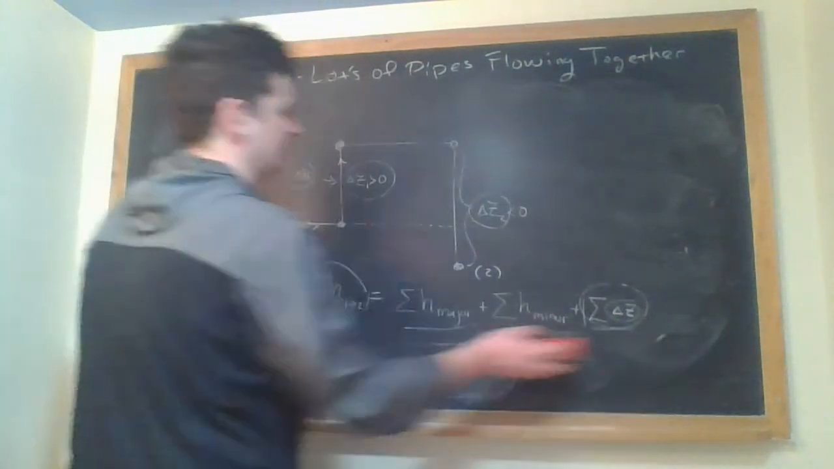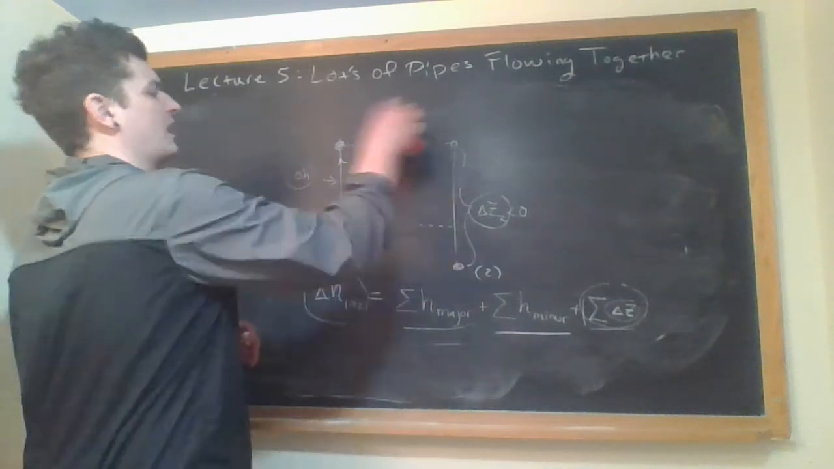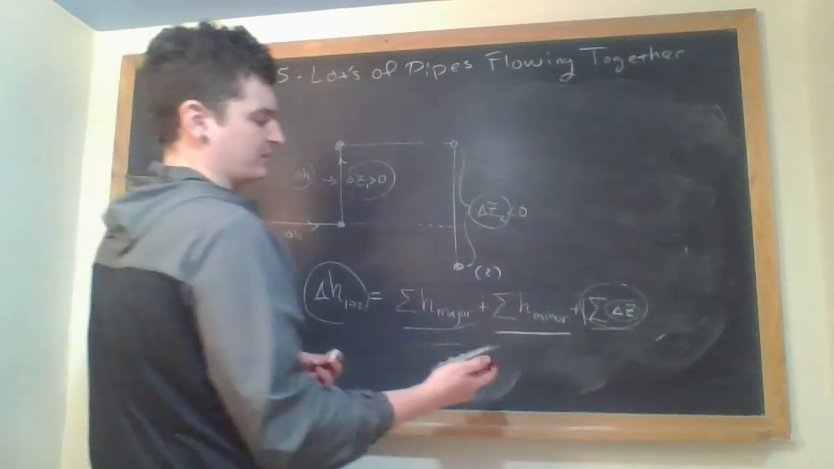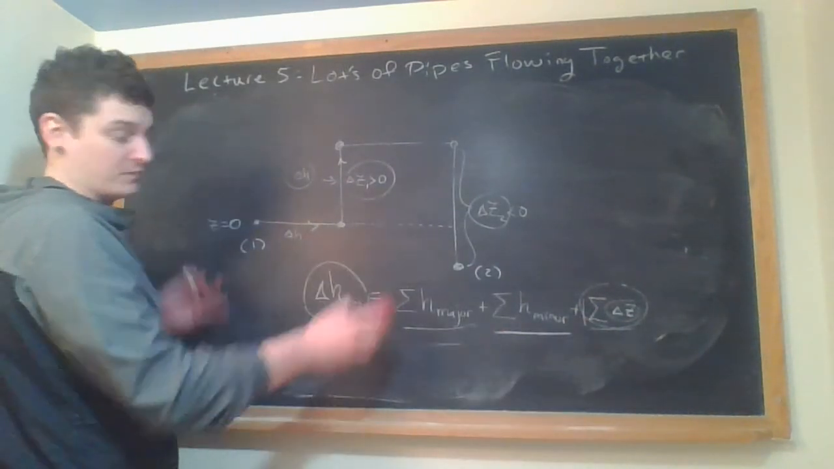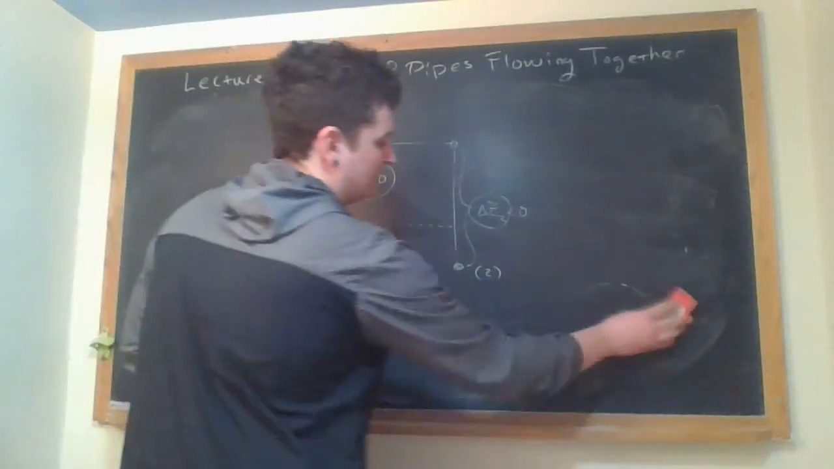So just to make that clear, sometimes people don't go up and then go down if that comes up in some type of problem. You can still just add this on to the total head loss for pipes in series.